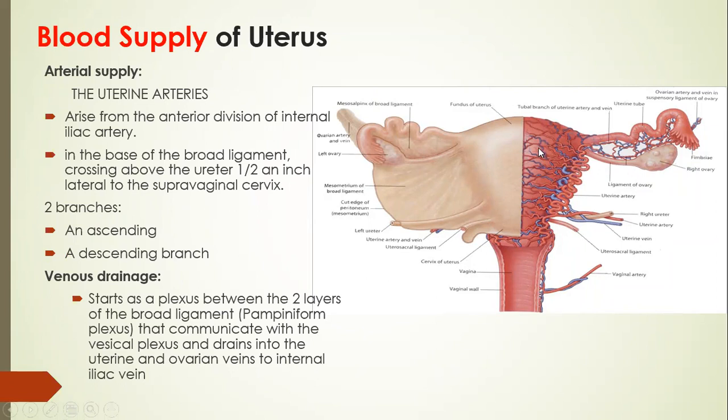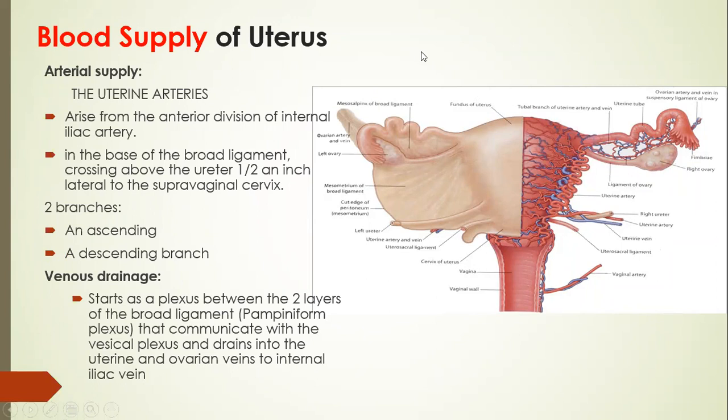This is because when the uterus starts to expand, the artery should not be pulled, but there should be continuous supply. If it is straight, then it can rupture. So it is very tortuous, so that when the uterus expands, the artery has the capacity to expand also. Okay, so this is the uterine artery.